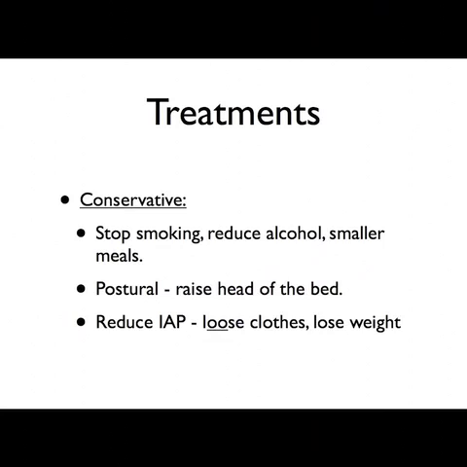And decrease intra-abdominal pressure, so loose clothes, lose weight. Loose clothes, lose weight.